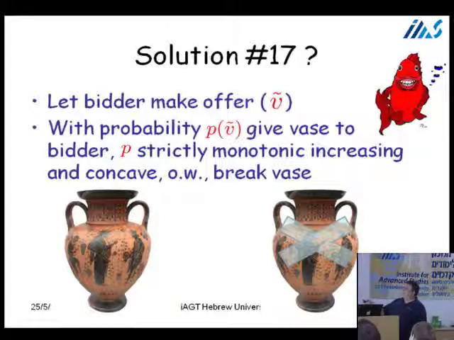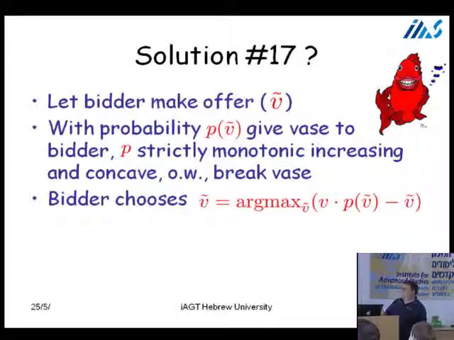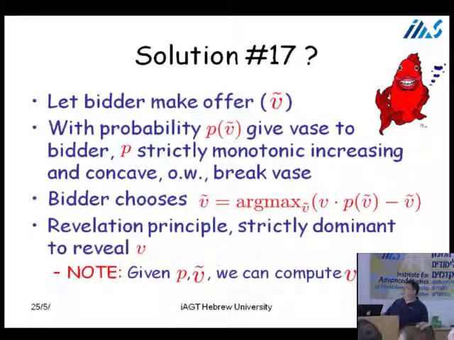Now, making the offer is kind of a red herring, because what will the mafioso choose? He'll try to maximize his utility. So he says, well, the vase is really worth V. There's some probability I'm going to get it, which is P of V tilde. I'm going to pay V tilde. So he's going to choose the V tilde that maximizes his utility. When he doesn't have to do it, I can do it for him. Right? So it's strictly dominant to reveal V.